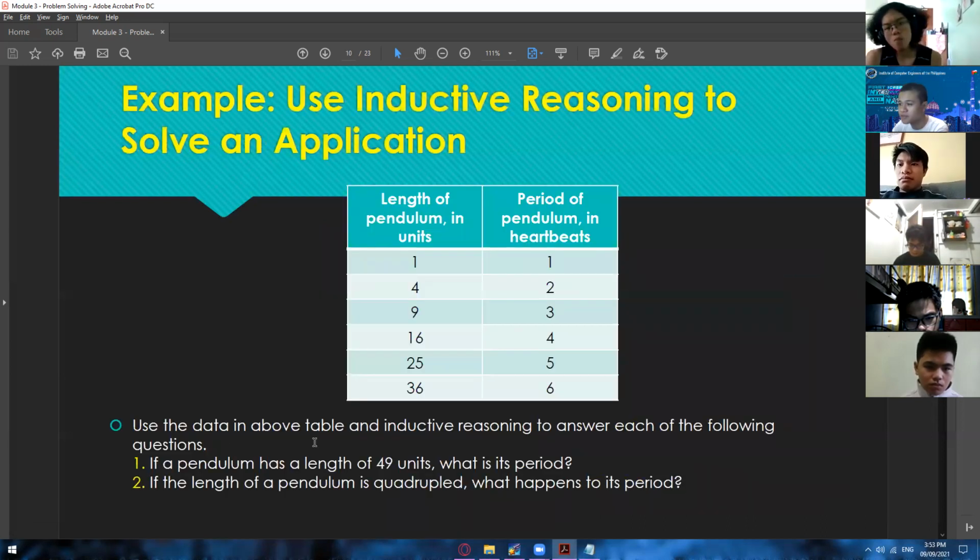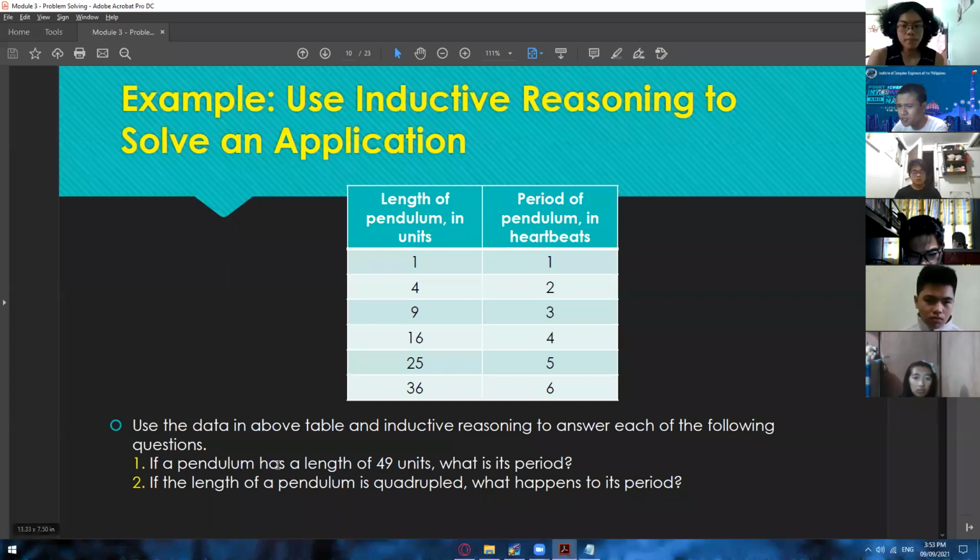So, sagutan na natin yung sagot. I mean yung question. Anyway, here are the questions. If a pendulum has a length of 49 units, what is its period? So the answer is 7. If the length of a pendulum is quadrupled, so let's just answer number 2, what happens to its period?